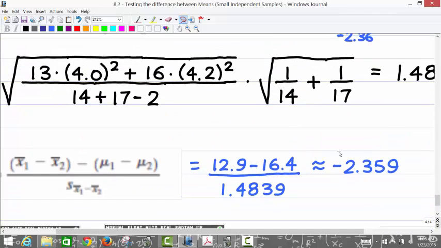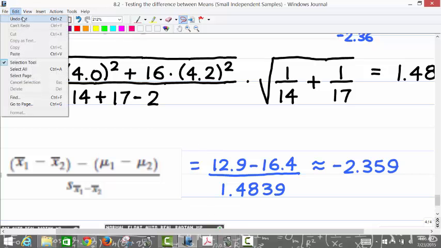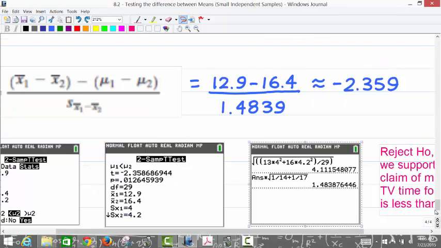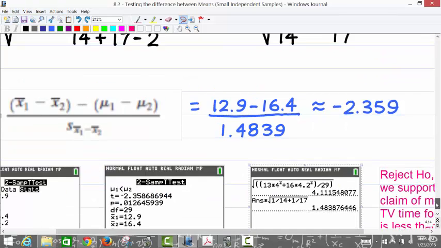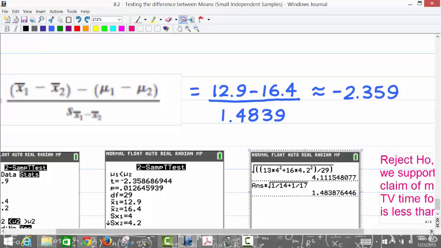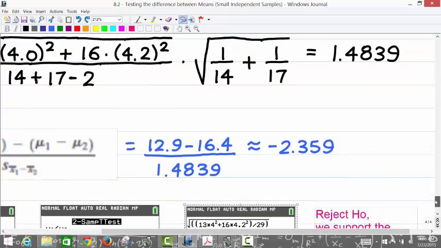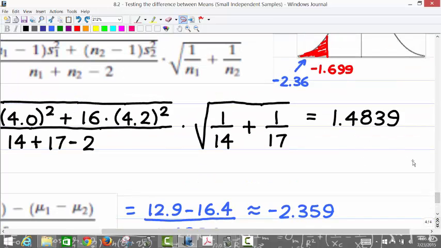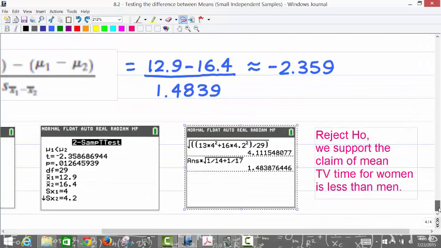Oh, I'm sorry, that was right. I was looking at the test statistic. My mistake. Yes, that's the denominator. That's this 1.4839. That's your standard deviation that goes on the bottom. So that's what that was. I was looking at the t-test, then that's that bottom number right there.